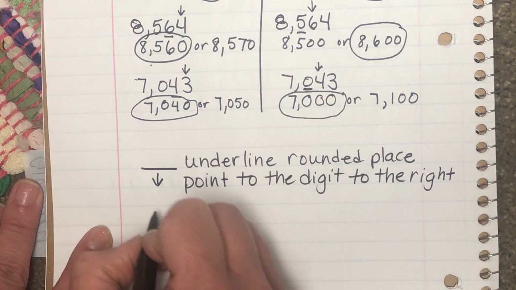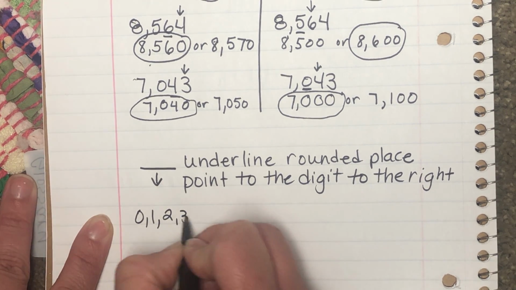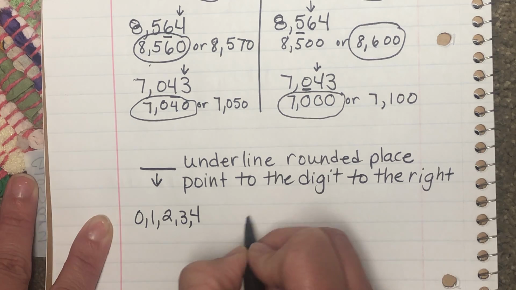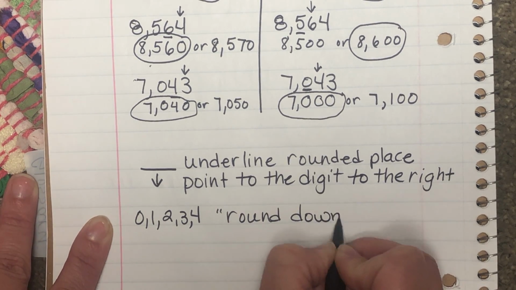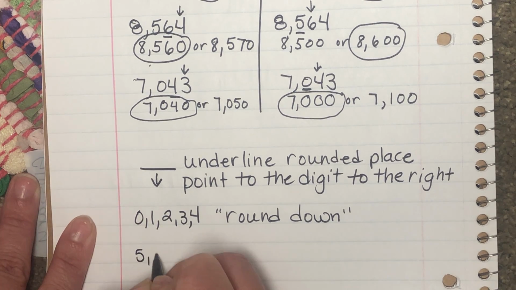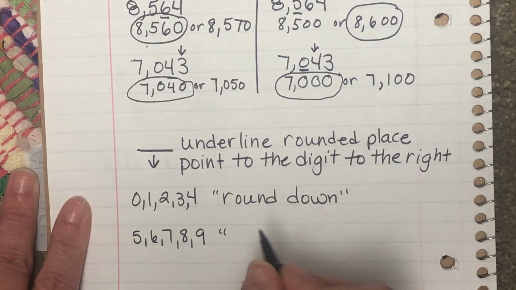And then our rules: 0, 1, 2, 3, 4, round down, and 5, 6, 7, 8, 9, round up.